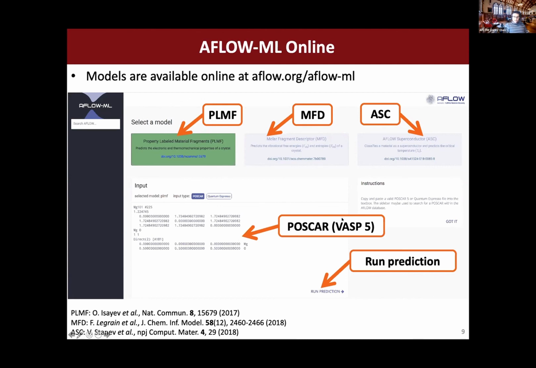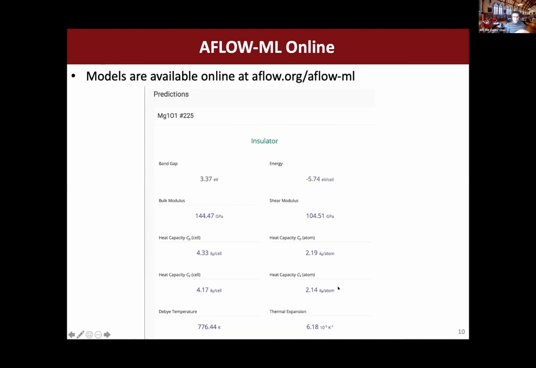We looked at POSCAR VASP4 formats earlier. I'm going to talk about VASP5 format because we need to incorporate the individual components, the atoms that are involved in the structure. We also have a Quantum ESPRESSO input here. So there are just a few different ways you can input the structure, and then you hit run prediction, and a number of seconds later you'll get a full suite of predictions here.